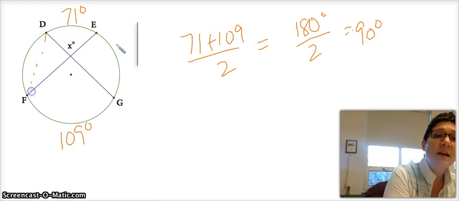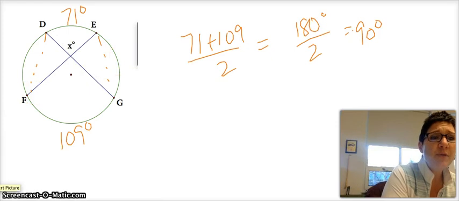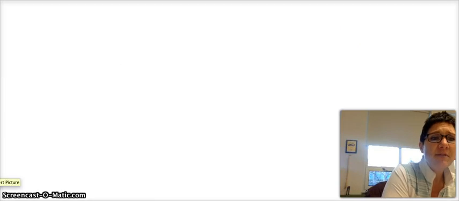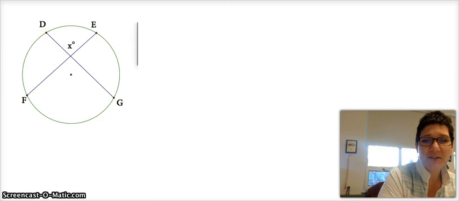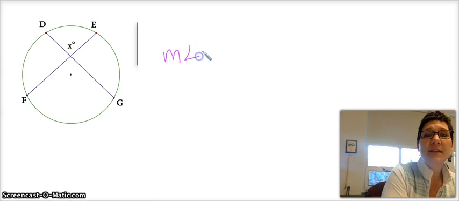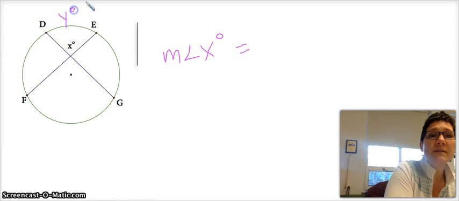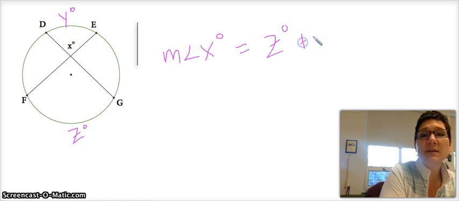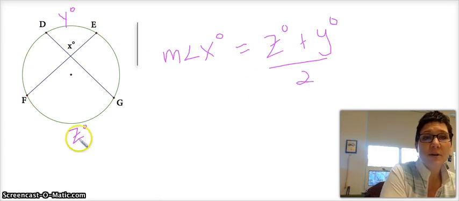And if you were to create your inscribed angles, it would totally work out, right? So if we were to do it in general, new picture. Then in general, it's telling me that the measure of angle x degrees, with arcs y degrees and z degrees, is equal to z degrees plus y degrees all over 2. So it's the average of those two arcs.